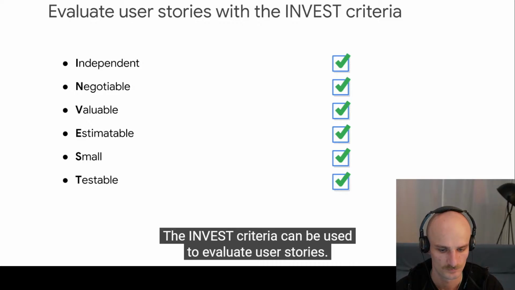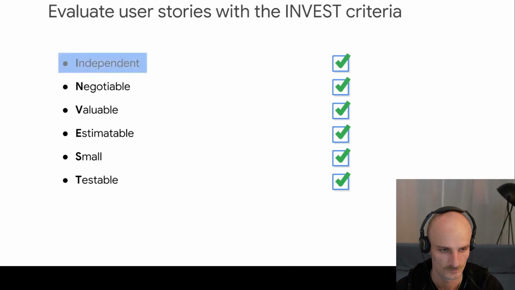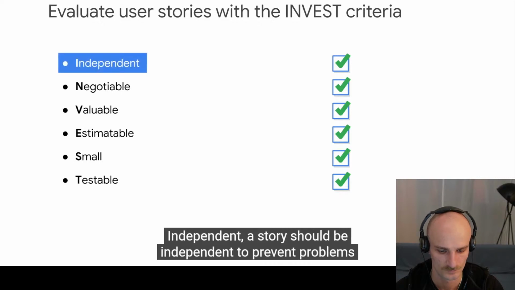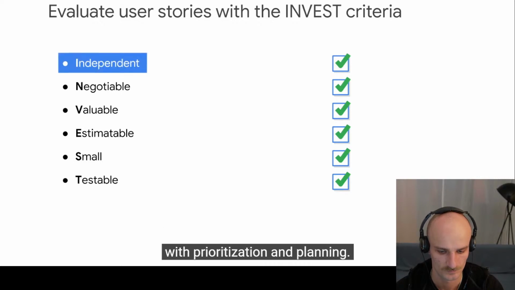The INVEST criteria can be used to evaluate good user stories. Let me go through each letter of these criteria. Independent. A story should be independent to prevent problems with prioritization and planning. Negotiable.